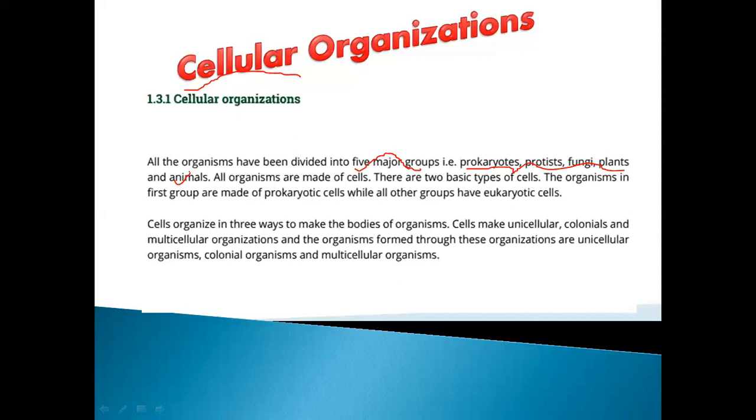So this means the organisms are arranged into different groups according to their cell arrangement, according to the type of the cell, and according to the number of the cells. If you see here, all organisms are made up of cells. There are 2 basic types of cells. The organisms in 5 groups are made up of prokaryotic cells, while the other organisms are having eukaryotic cells. So these 5 groups are divided into 2 major kinds of cells: number 1, prokaryotic, and number 2, eukaryotic cells.